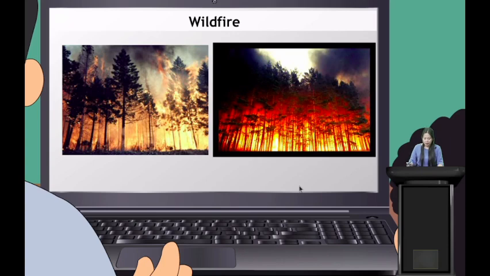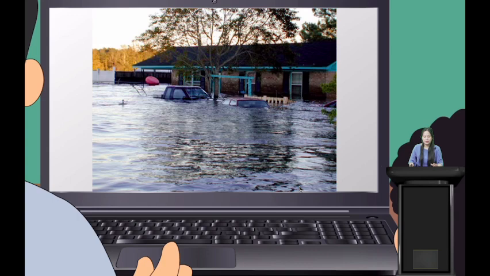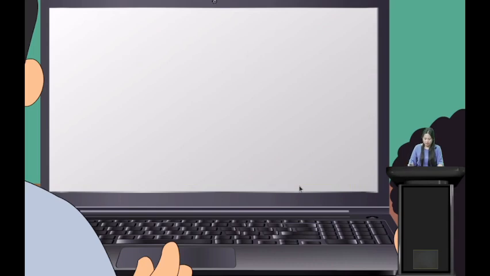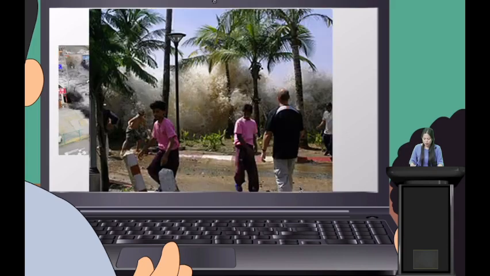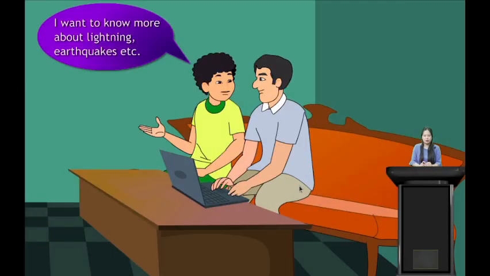And what do we see here, students? Yes, these are tornadoes. The next we see here is an area being flooded. It's covered with water. And here we see flash floods. So these are floods. The next we see here is tsunami. So here, the father shows different types of natural disaster to his son.